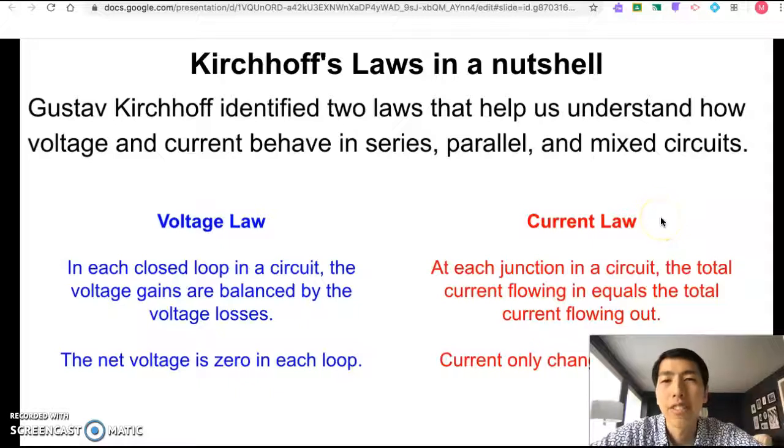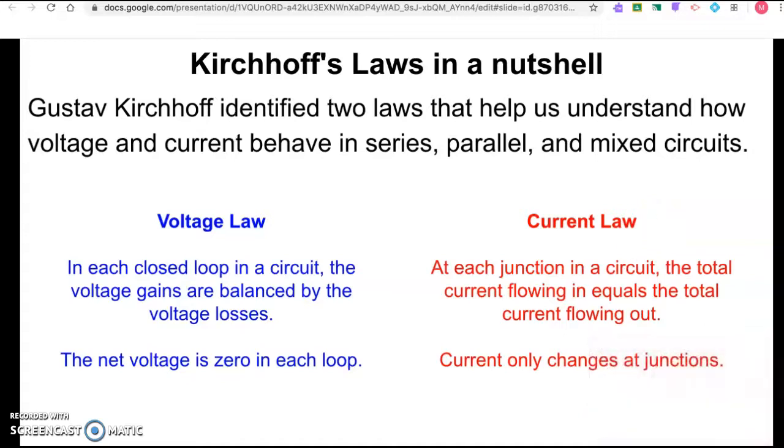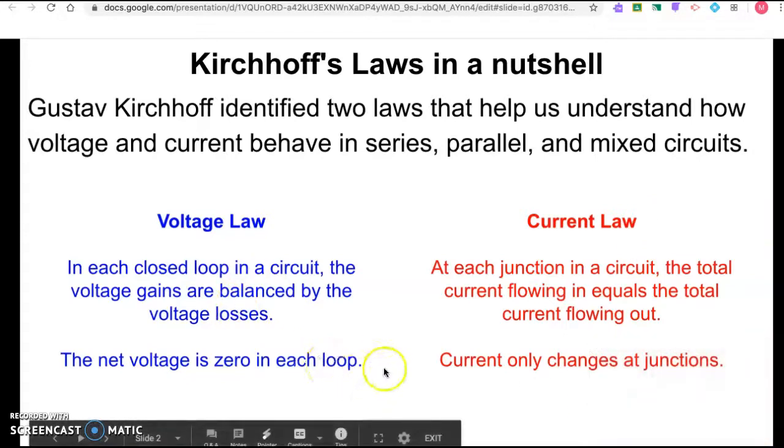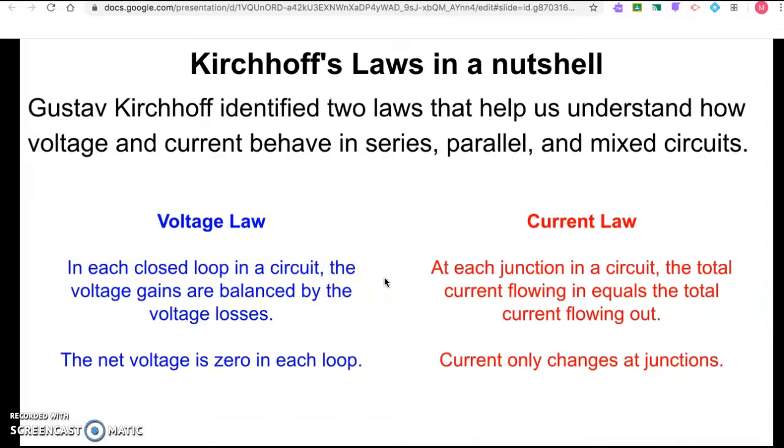So we're going to start off this week with a review of Kirchhoff's laws, the voltage law and the current law. They're displayed here. This was the slide from last week. So the voltage law said that in each closed loop in a circuit, the voltage gains are balanced by the voltage losses. Whereas the current law says that at each junction in a circuit, the total current flowing in equals the total current flowing out.